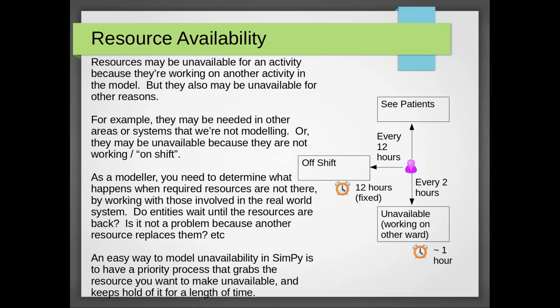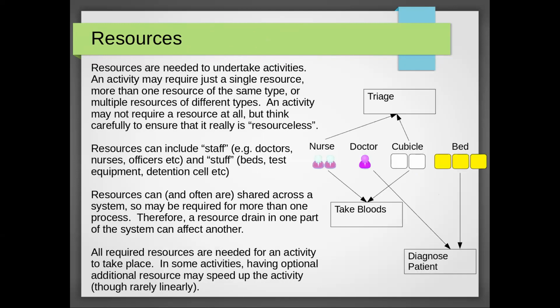Now, another aspect of resources that we need to think about is resource availability. Now, it might be the case, and you can probably think of lots of examples, where a resource might be unavailable for an activity because they're working, not because you're waiting in the queue for them and they're seeing the person in front of you, but because they're working on another activity in the model. So like here, where you're waiting for triage, but the nurse is off taking bloods.